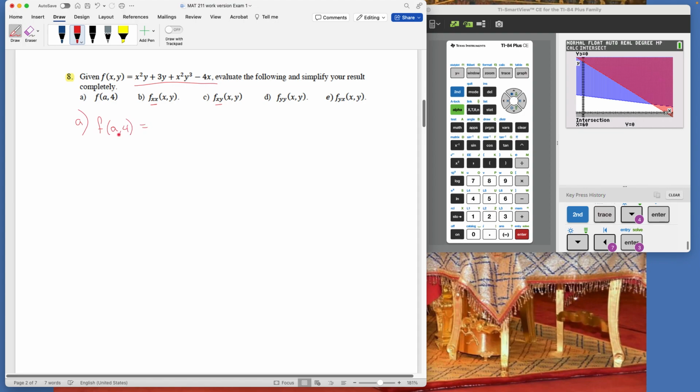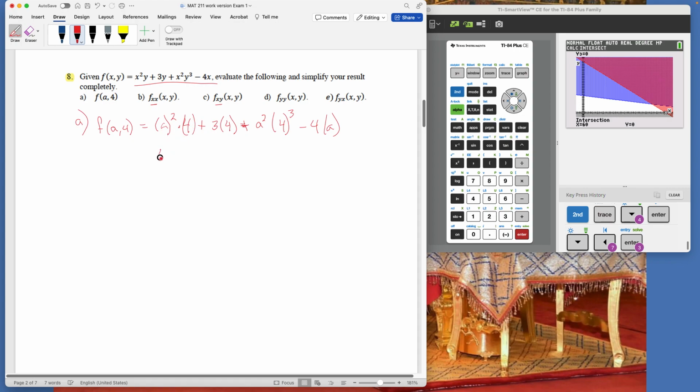All we do is everywhere we see an x, we're going to put the letter a. Everywhere we see a y, we're going to put 4. So we've got x squared, so that becomes a squared times 4, plugging in for y. Then 3 times 4, plugging in for y. Then we get a plus, x squared, so that's going to be a squared, 4 cubed, minus 4 times a.